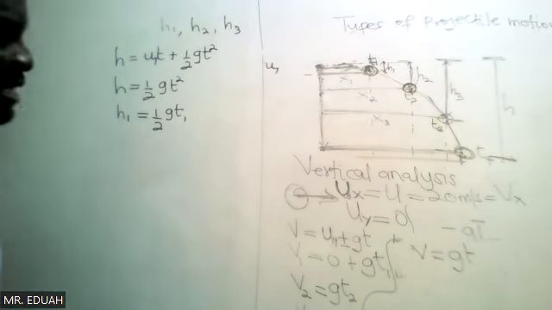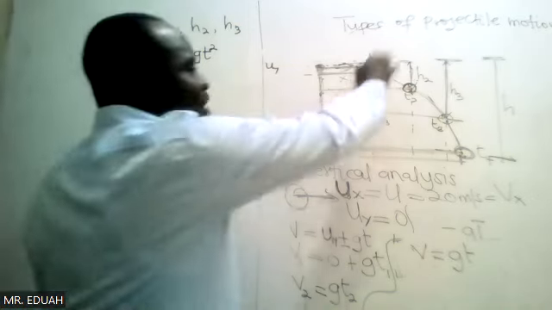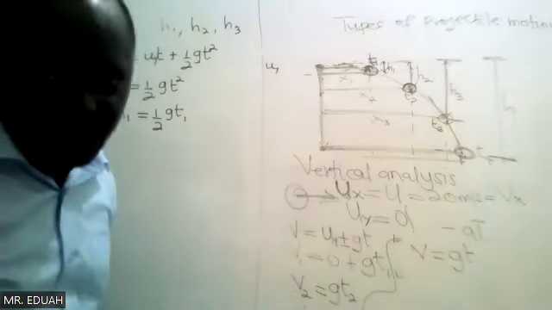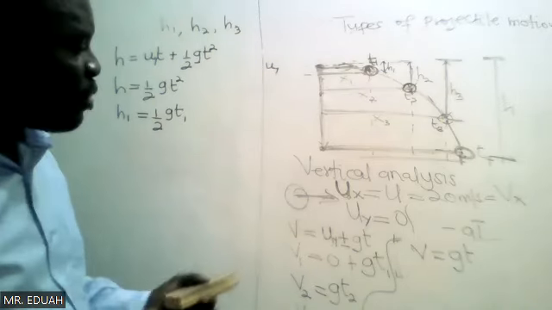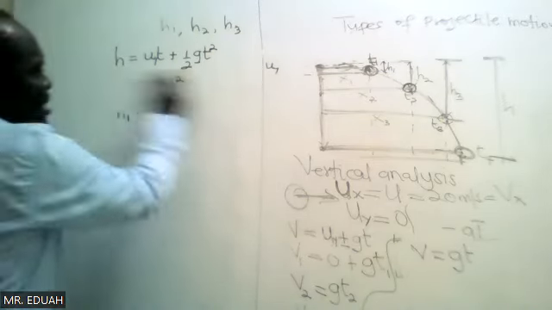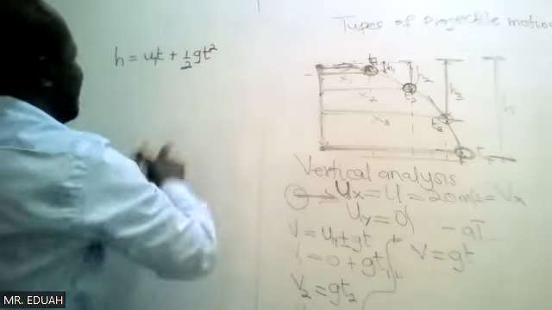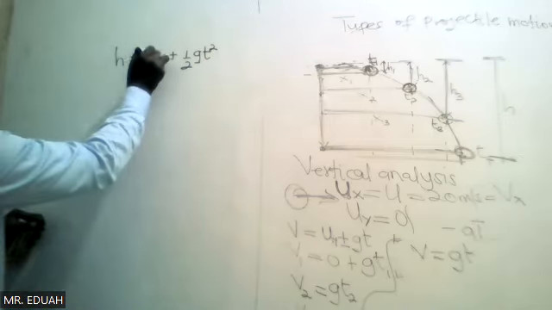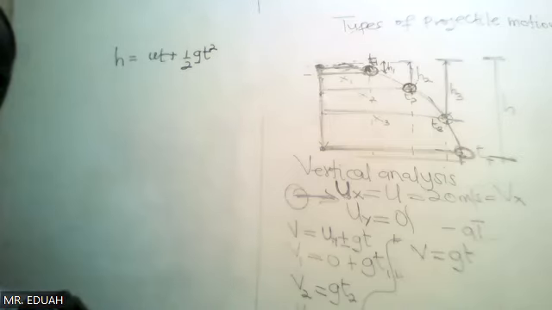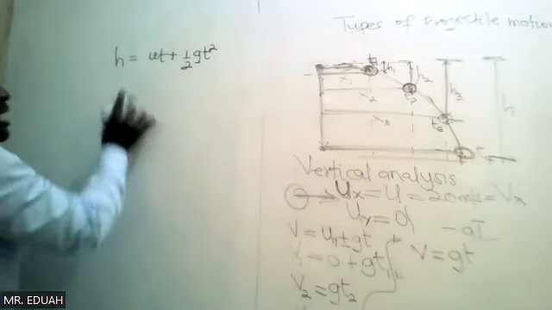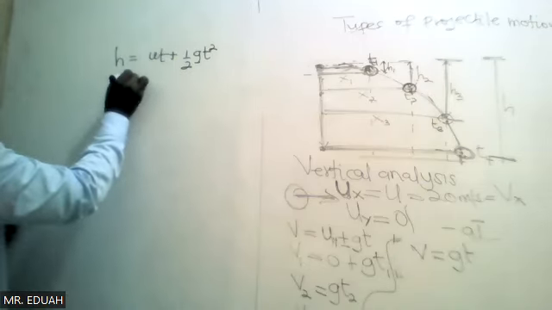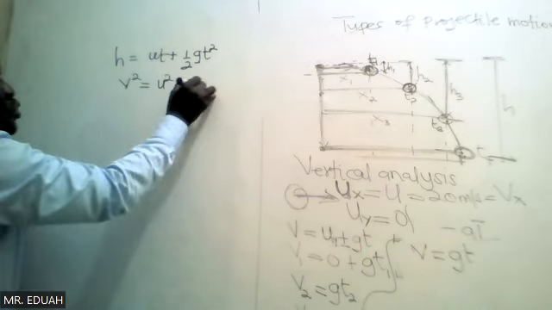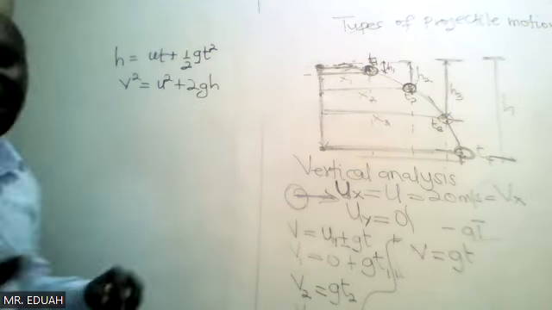What I'm saying is that we are looking for this vertical displacement of the body as it drops to the floor or the ground. So how do we do that? We can determine that using the equation h is equal to ut plus half gt squared, or as Epia said, we can also use this: v squared is equal to u squared plus 2gh, which I'll explain.